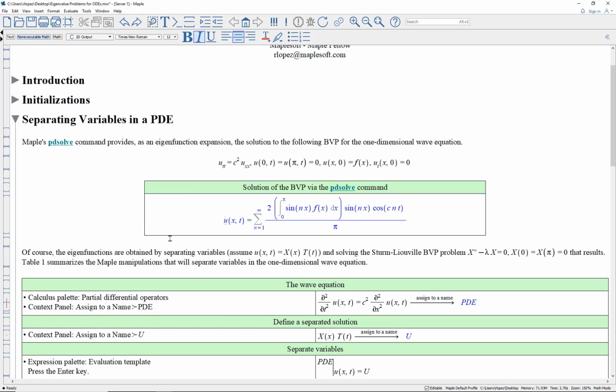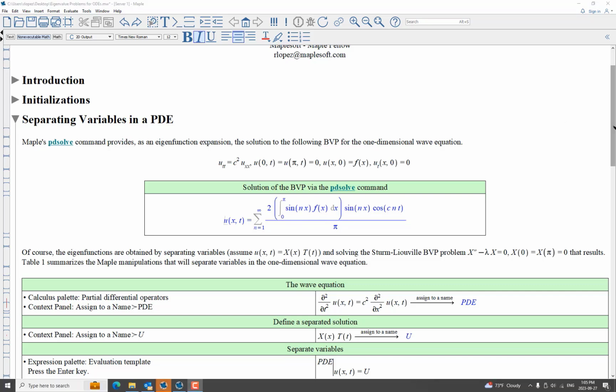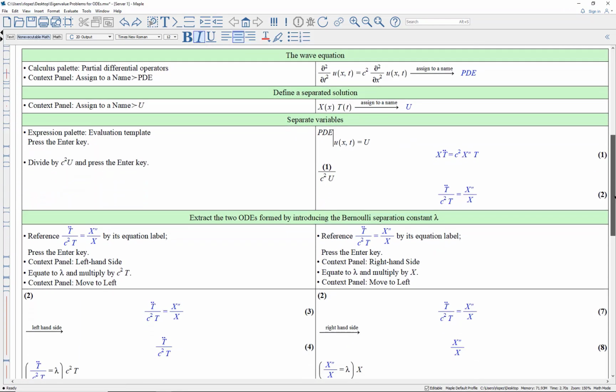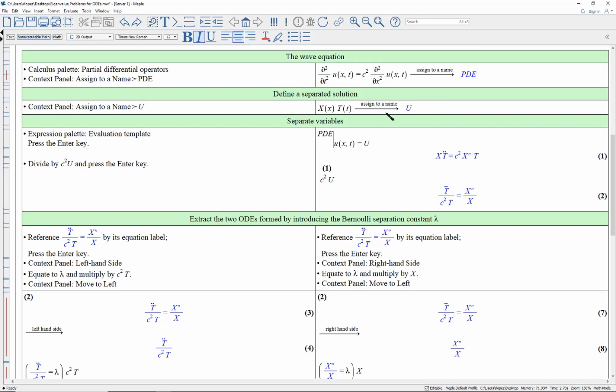And so now the next thing I want to do is look at how to separate variables and obtain solutions such as this. So now let's walk Maple through the classic steps of separating variables, getting the Sturm-Liouville eigenvalue problem, and so forth. So here's the partial differential equation. It's that wave equation. I use the context panel to assign this a name. Product solution x of x, t of t. Assign that the name.